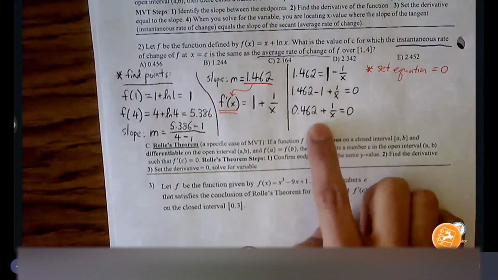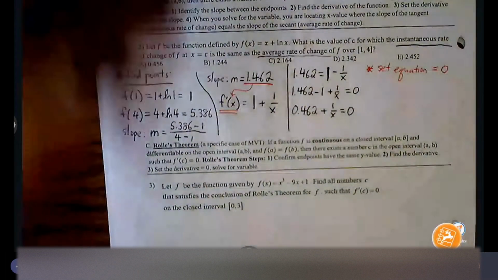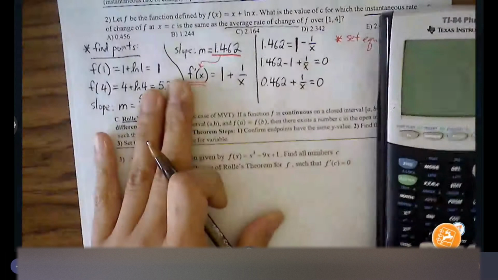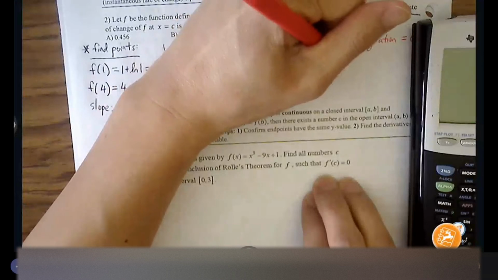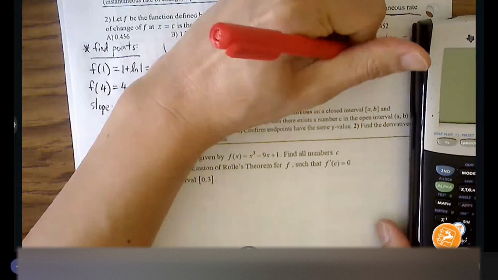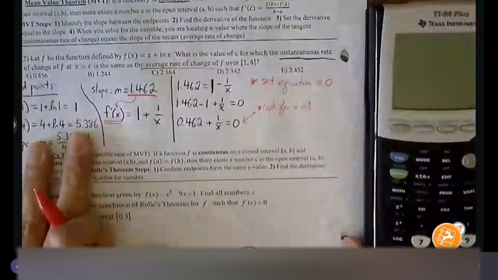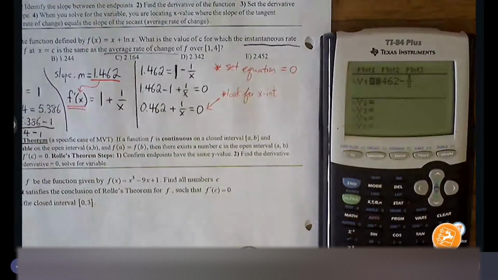So now what we're going to do is I'll do the graphing calculator first. We're going to put 0.462 plus 1 over x into the equation, and we're just going to look for the x-intercept. So go to y equals 0.462, sorry, plus 1 over x.